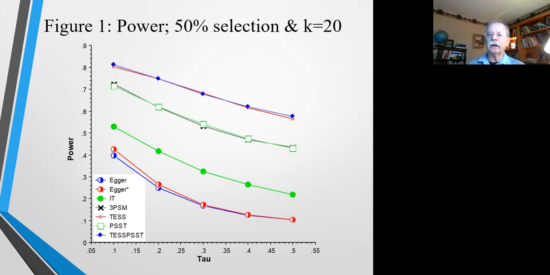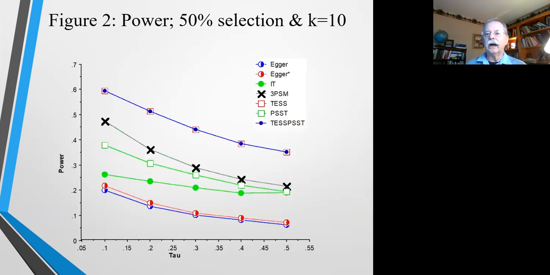Our methods here are at the top in terms of power. 3PSM and PSST are about the same at the second level there. You can't necessarily see 3PSM because it's kind of hidden behind it. It's TESS that's the higher power one. And you notice the Hagger regressions are at the bottom, which is typical of what we're going to see consistently. Also notice that power here, with only 20 studies, is over 70%, which is actually pretty darn good for these kinds of tests.